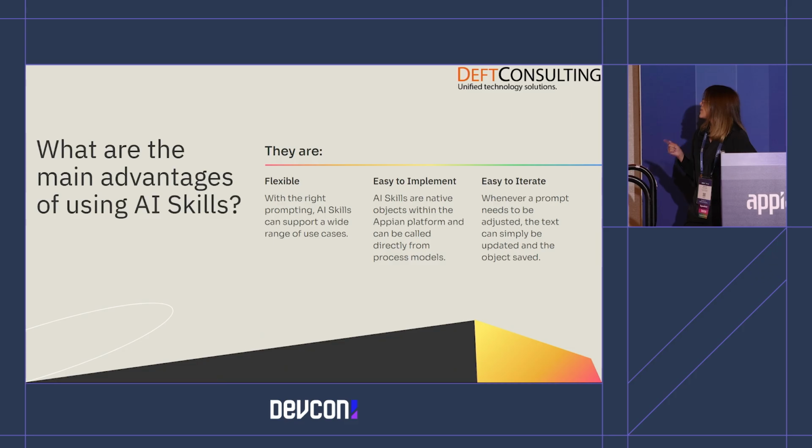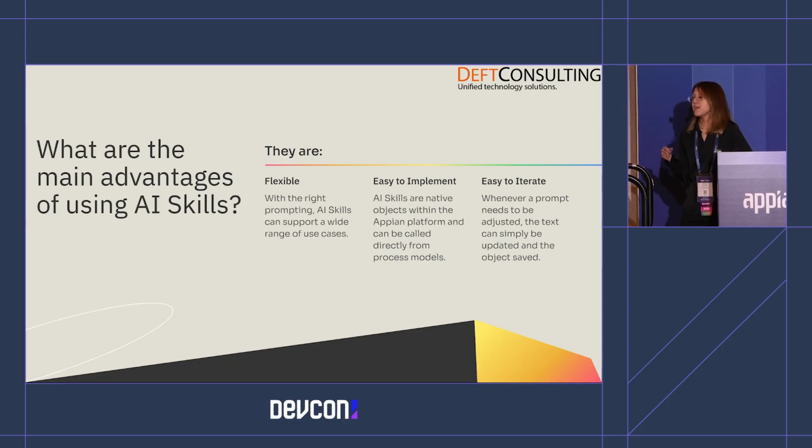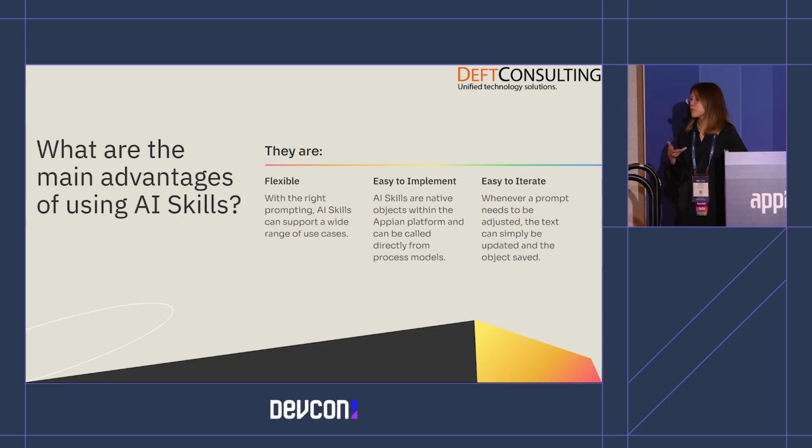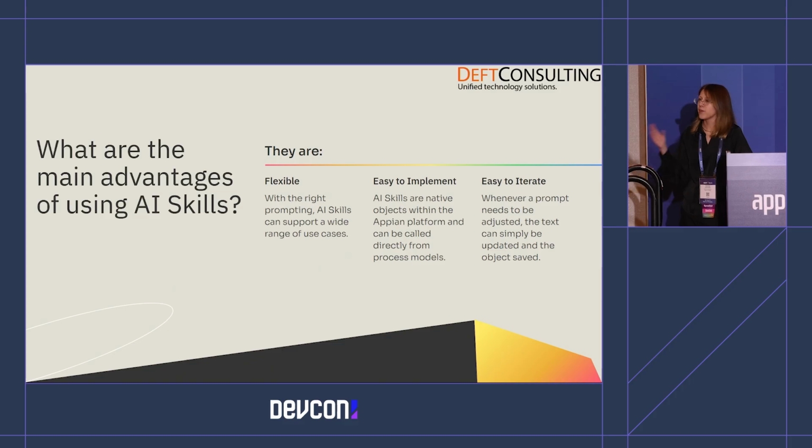And the third thing is that they are very easy to iterate. So if you have worked with AI before, be it in Appian or any of these LLM models available, you might have seen that getting to know how a prompt will work better takes time. It takes different tries. You define your instructions in a way the first time and realize that they are not really working that well, so you have to change them. That is very easy with AI skills as well.